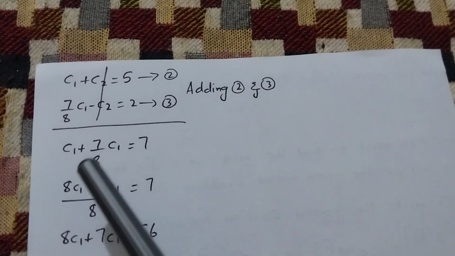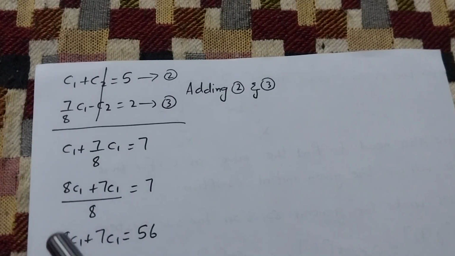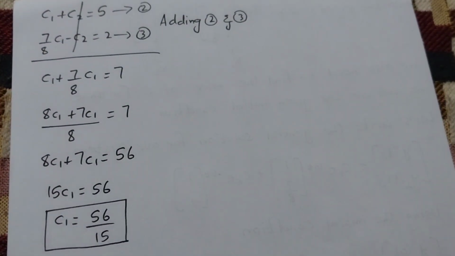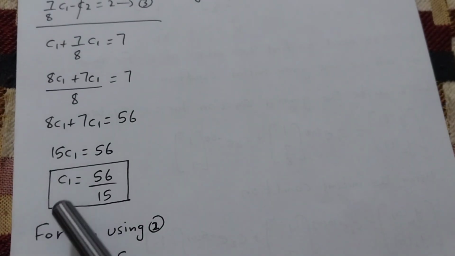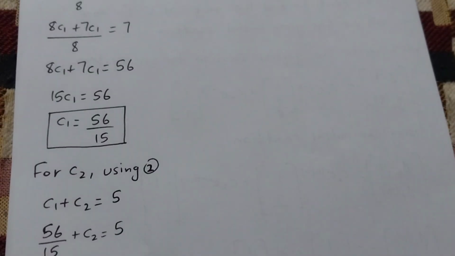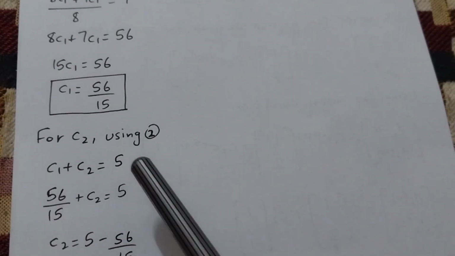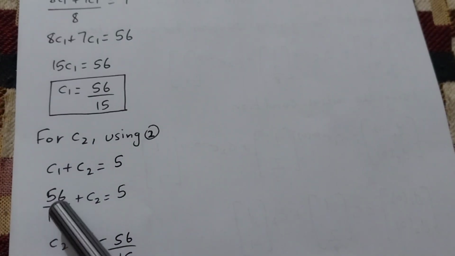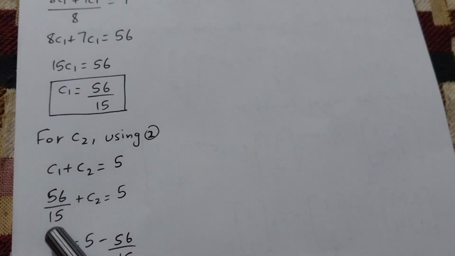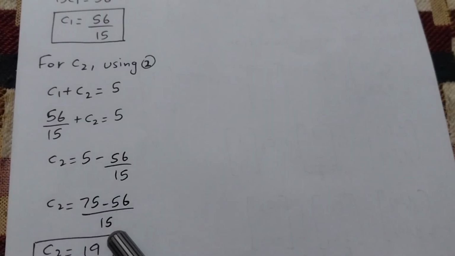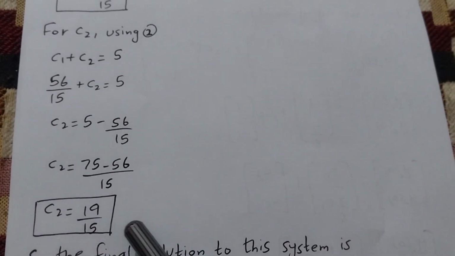By adding 2 and 3, we get c1 plus 7 by 8 c1 is equal to 7. When we take the LCM, we get 8 c1 plus 7 c1 over 8 is equal to 7. When we cross multiply, we get 8 c1 plus 7 c1 equal to 56. By solving, we get c1 equal to 56 by 15. So the first constant has the value of 56 over 15. For c2, we'll use this value in equation 2. So c1 plus c2 equal to 5, and we put the value of c1, which is 56 over 15, in this equation, and we get c2 equal to 5 minus 56 over 15. After taking the LCM, we get c2 equal to 19 over 15.